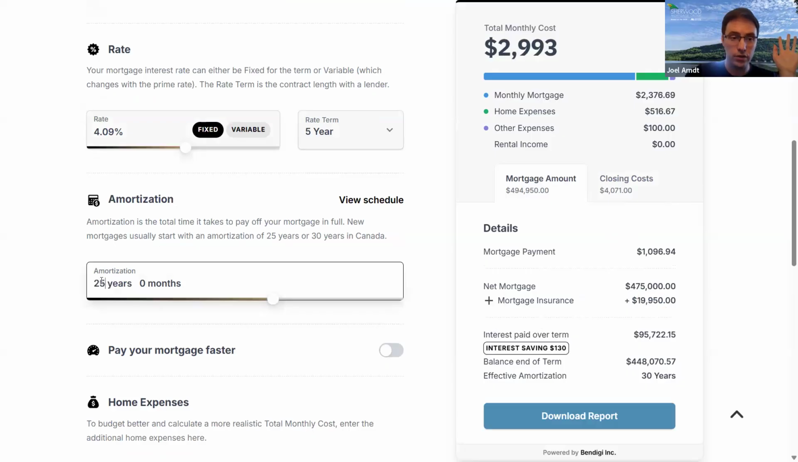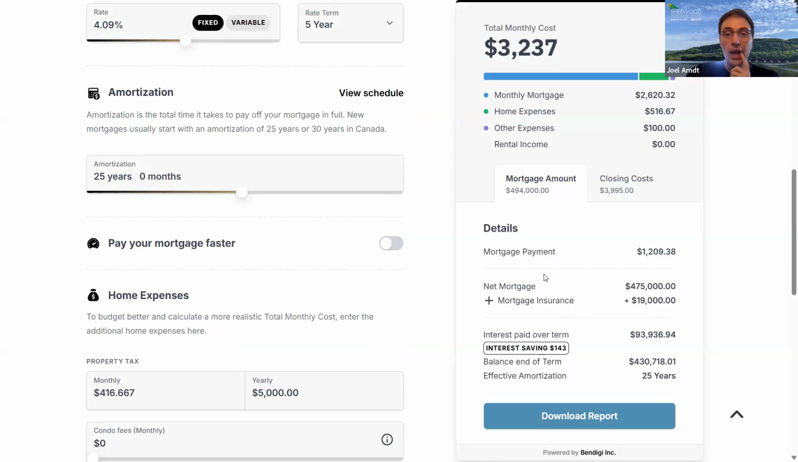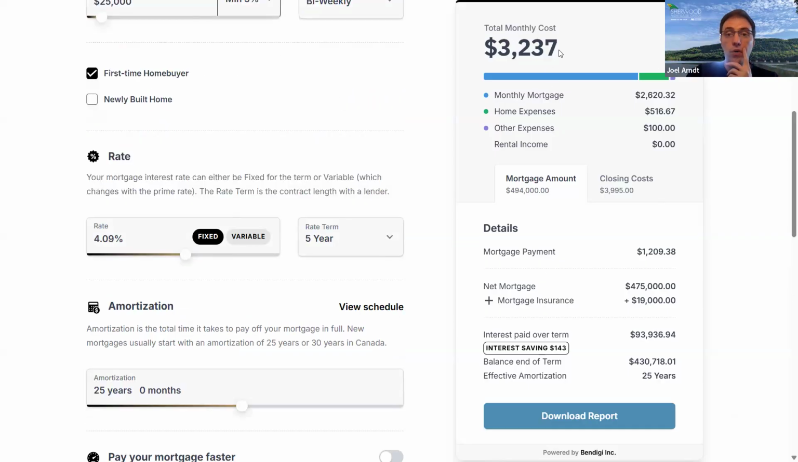If we go back to 25 years, it's just $19,000. A 30-year amortization is only available for uninsured mortgages for first-time homebuyers. There is a mortgage default insurance premium. You can have access to a 30-year amortization if you put 20% or more down on that purchase. And it punches out all of your costs, right?